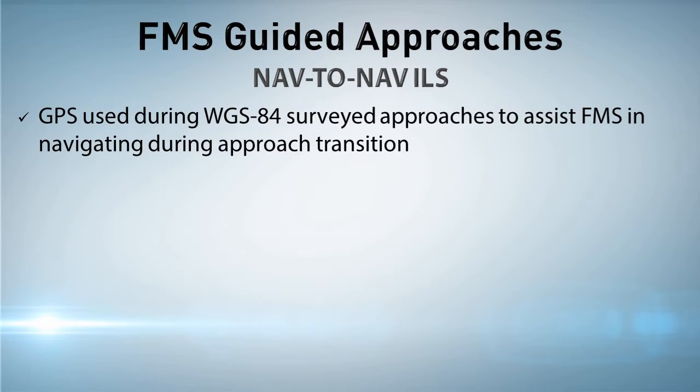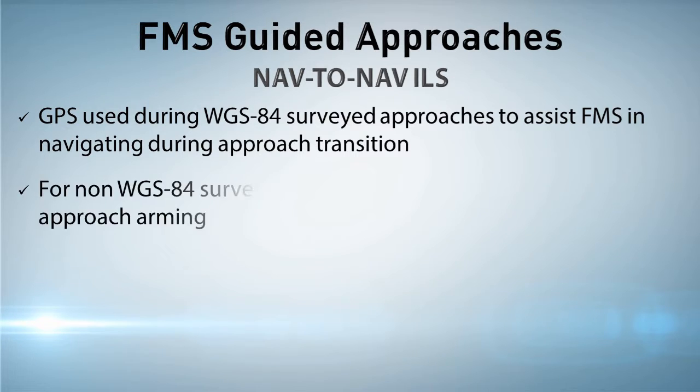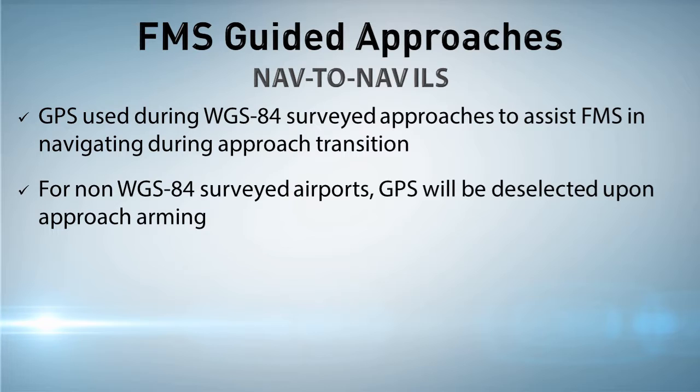Where the approach is surveyed in accordance with WGS 84, GPS will be used to assist the FMS in navigating the aircraft during vectors or on the approach transition. At non-WGS 84 surveyed airports, the GPS will be deselected when the approach is armed. Approach transition navigation for the ILS must come from other nav sensors, or the FMS will be limited to dead reckoning.